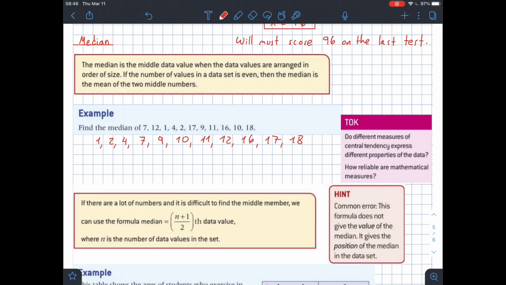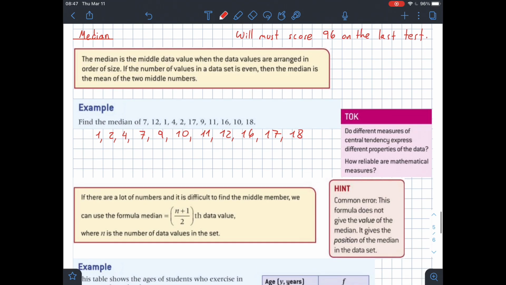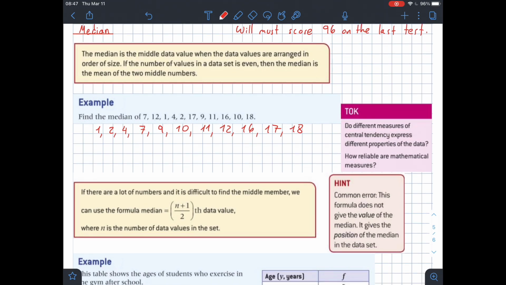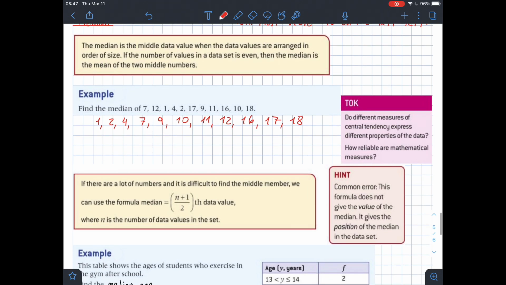So let me check. 1, 2, 3, 4, 5, 6, 7, 8, 9, 10, 11. Yes, I haven't forgotten any value. Right. So once we have all the information organized in ascending order, the median corresponds to the value which is in the middle, right? In this case, as we have 11 pieces of data, it's easy, right? Because it will be the value in exactly the middle, right?